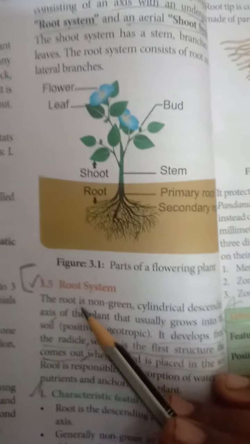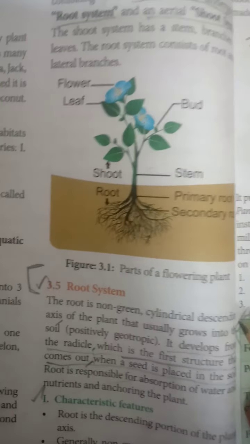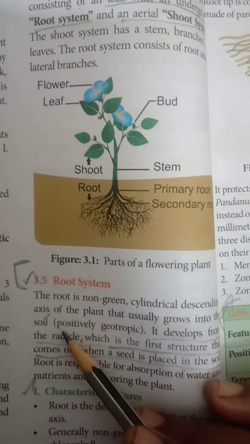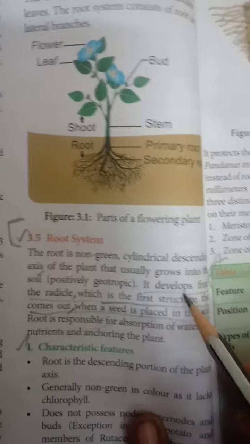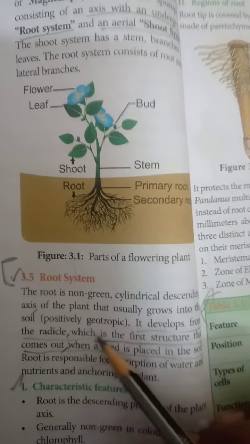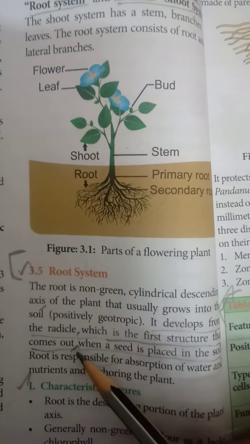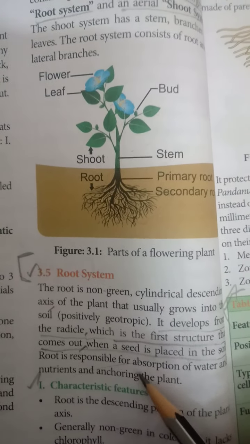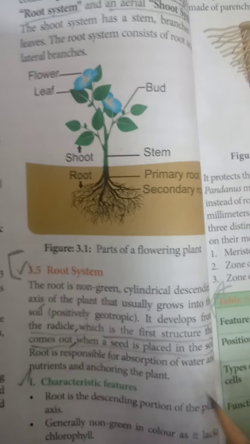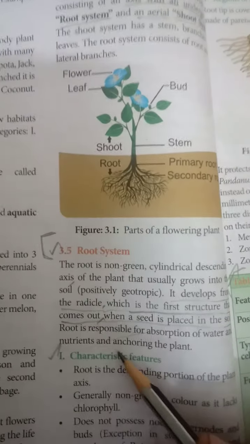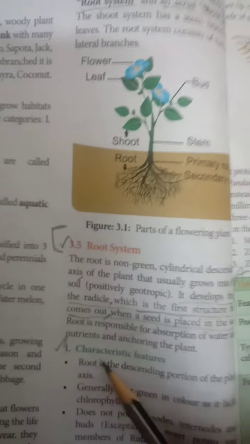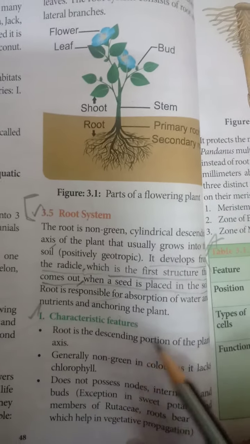First we see the root system. The root is the non-green, cylindrical, descending axis of the plant that usually grows into the soil. Positively geotropic. It develops from the radicle, which is the first structure that comes out when a seed is placed in the soil. The root is responsible for absorption of water and nutrients and anchoring the plant.